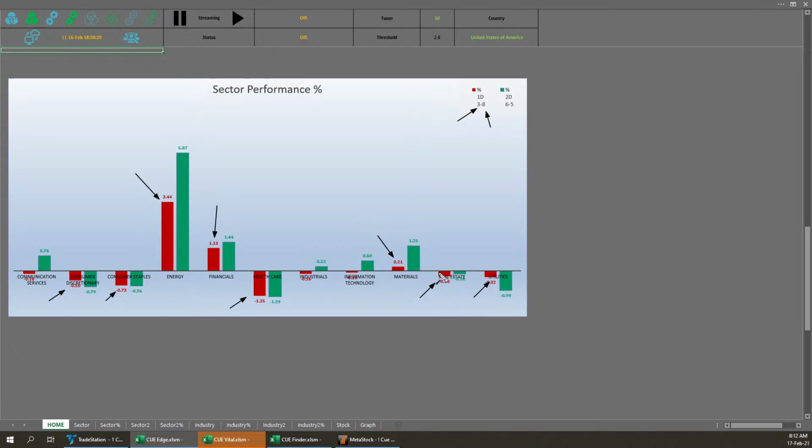As you can see, both defensive sectors like real estate, utilities, consumer staples, as well as non-defensive sectors like consumer discretionary, healthcare, infotech, went down yesterday. It was a mixed picture. Defensive as well as non-defensive sectors went down. Financials went up. Energy went up by a big percentage.